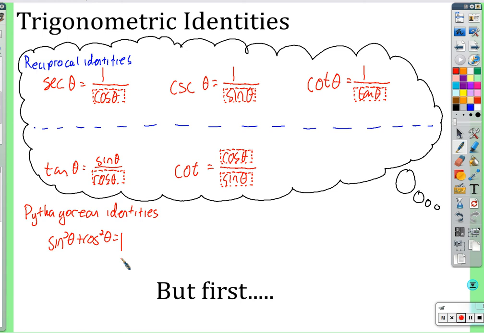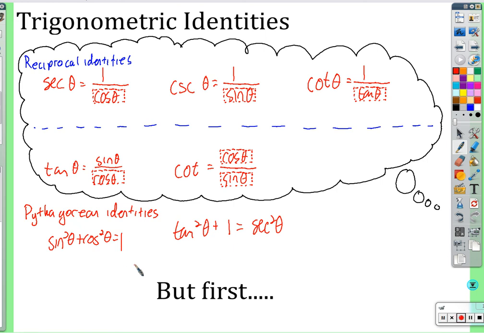At 45 degrees, square root of 2 over 2 squared plus square root of 2 over 2 squared is going to be equal to 1. If we divide both sides by cosine squared, then we'll get tangent squared plus 1 equals the secant squared. Wait, how do you get that? That's just by dividing everything by cosine. Divide this by cosine, that's going to be the tangent. Divide this by the cosine, it just cancels out, it's 1.